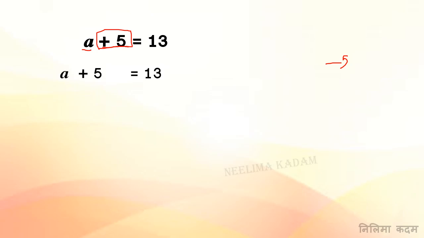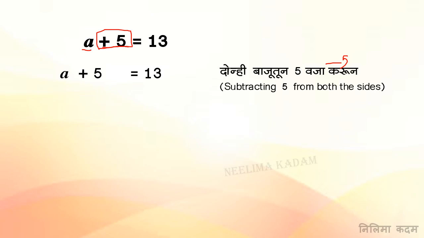So a + 5 = 13. Here we are subtracting 5 from both the sides. Therefore minus 5, and on the right hand side also we are writing minus 5. Now plus 5 minus 5 is 0. So a + 0 is equal to 13 minus 5, which is 8. a + 0 is a. Therefore, the value of this variable is 8. Getting it?